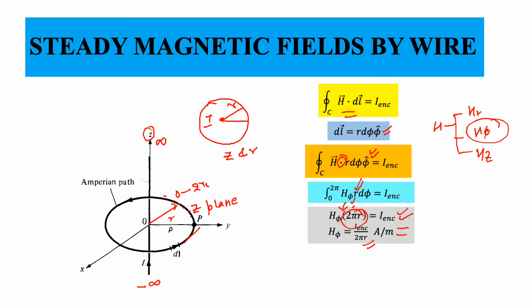Once you know H phi, it is a very simple matter to find B phi. B phi will be mu naught times H phi, which is mu naught I over 2 pi r, by putting in the value of H phi. And we know that H has units of amperes per meter. So this is how we essentially used Ampere's law to obtain the magnetic field.